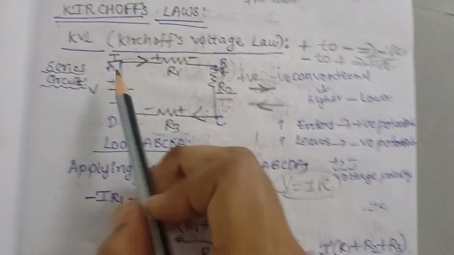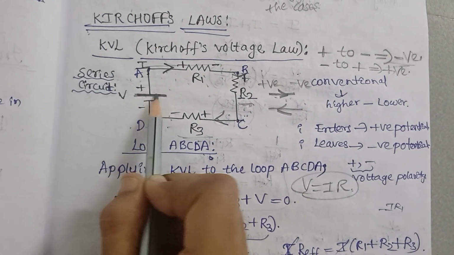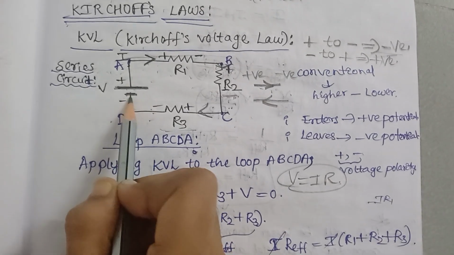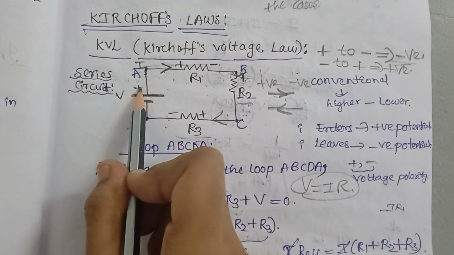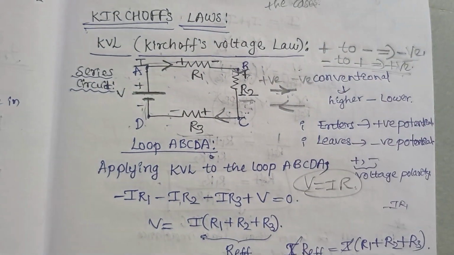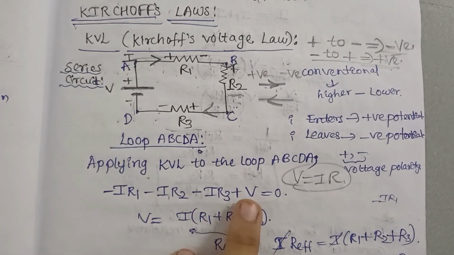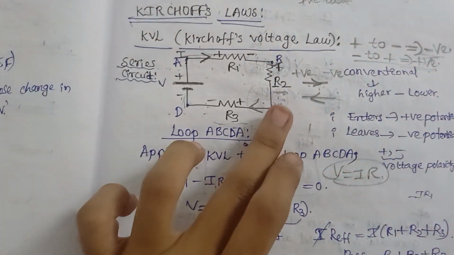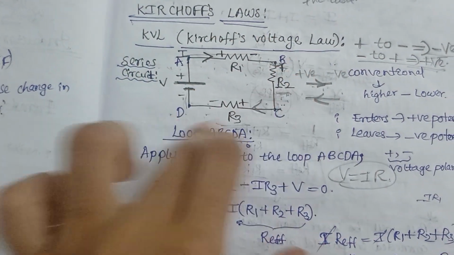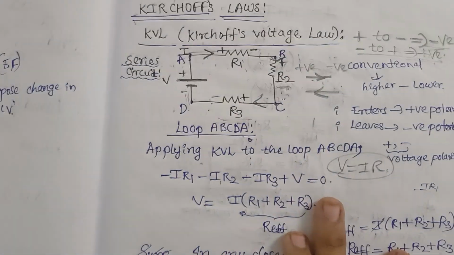Here, the long line is your positive terminal and the short one is your negative terminal, and as we are moving from negative to positive, it should be positive. So according to our sign convention, it is positive. So plus V, and this should be equal to 0. That is what KVL says: the sum of the voltages across this closed loop should be equal to 0.